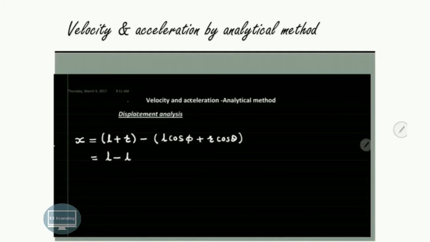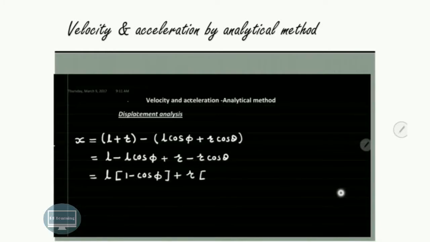Now just simplify this. So this can be written as L minus L cos phi plus r minus r cos theta. Now we can take L common from these two terms and r common from these two terms. If you take L common, it will be 1 minus cos phi, and if you take r common, it will be 1 minus cos theta. Now we take r common throughout. So it is r into bracket L upon r into (1 minus cos phi), and as we have taken r common, here it will be only 1 minus cos theta.